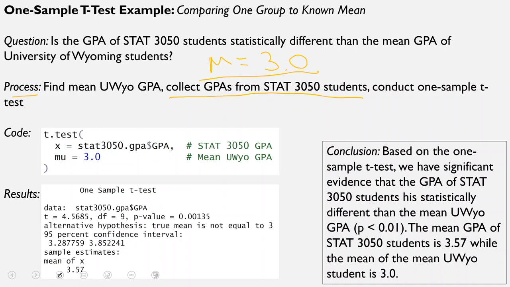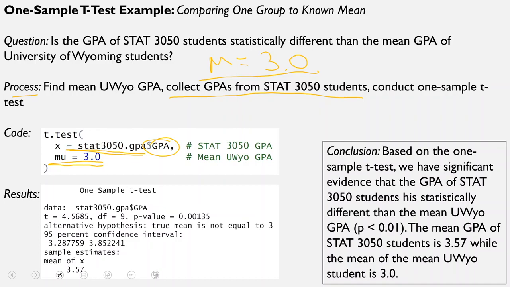So the code looks like this, t.test, remember. And then x equals, this is what I have called the data set. Okay, so stat3050.gpa, $ to look inside the data frame, and then the one variable that's in there is GPA. Okay, and then mu equals 3.0. If you were to leave that blank or not even type it at all, it will default to 0. Mu equals 0, right? We don't want that. We want to shift it over to 3, to see if our mean GPA of the University of Wyoming students is different than the GPA of Stat 3050 students.